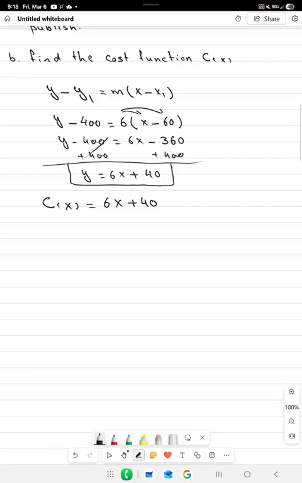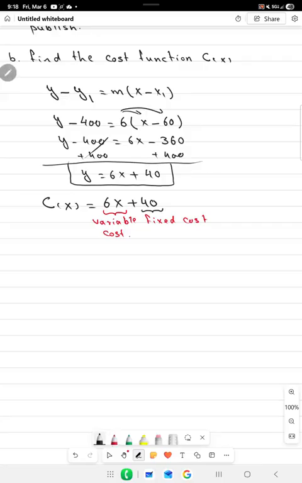Remember in lecture 1 or lecture 2, I explained two things for you: that a cost function has two parts, variable cost and fixed cost. For us, here, this 40 will be your fixed cost, and 6x is the variable cost. You see? Now you have the function.